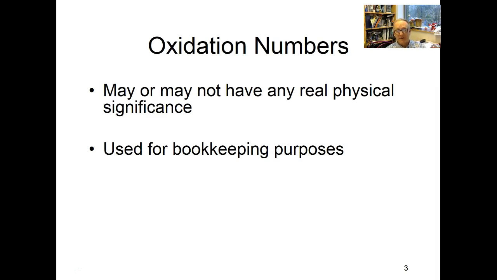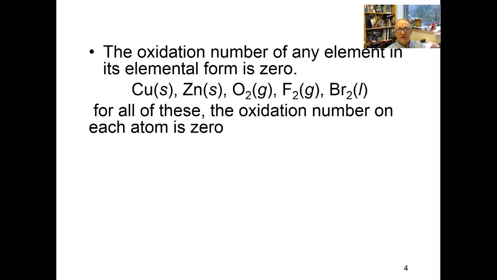So some rules about oxidation numbers. The first one is that the oxidation number of any element in its elemental form is 0. So for copper solid, zinc solid, molecular oxygen, molecular fluorine, molecular bromine, the oxidation number on each atom in all of these is 0. Remember that.